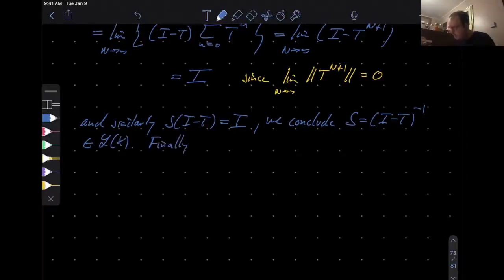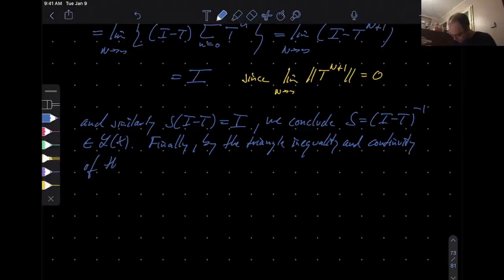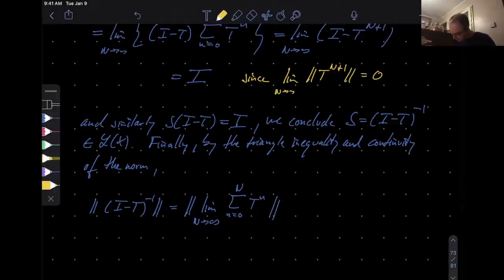Finally, we have to show the inequality for the operator norm of S by the triangle inequality and continuity of the norm. Remember, the norm is actually Lipschitz continuous. We have the norm of S minus 1, in operator norm. So this is the limit as n goes to infinity. Now let's take the 0th term inside the sum. So here the convention is that T to the power 0 is just the identity.